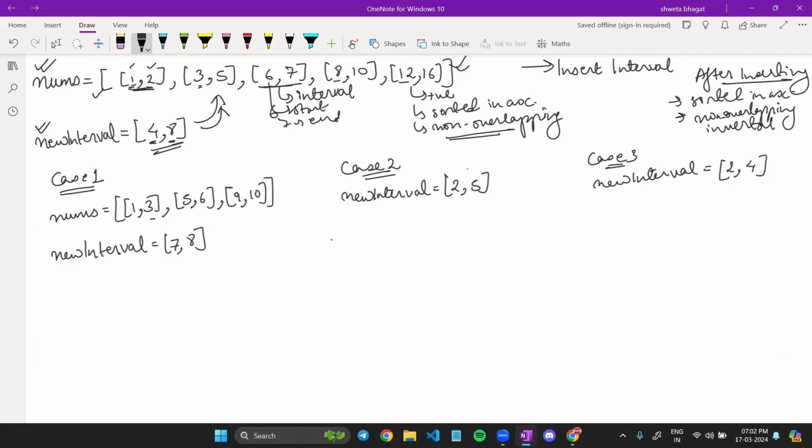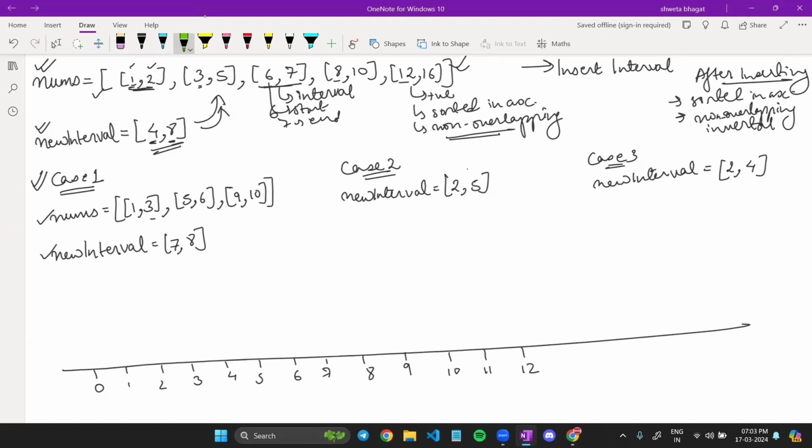Now before discussing how we are going to solve this problem, let's first see what possible cases we can have. So let's first discuss case 1. You can see that this is the nums given to us and this is the new interval. Let me first draw a number line. So this is the number line. Now let's plot these intervals over this number line. The first interval is 1, 3. So we have 1, 2, 3.